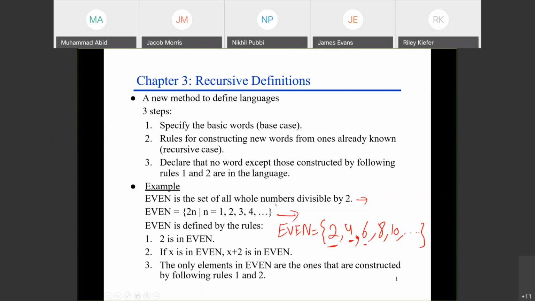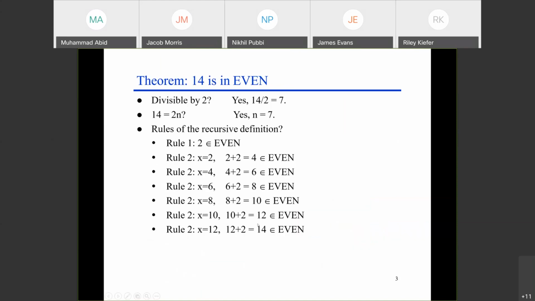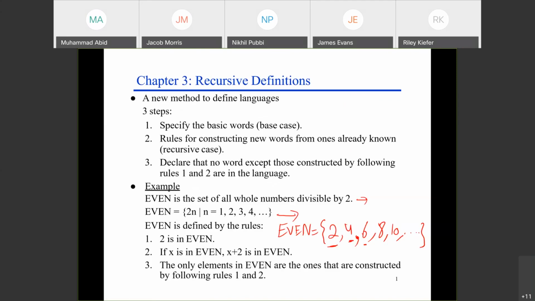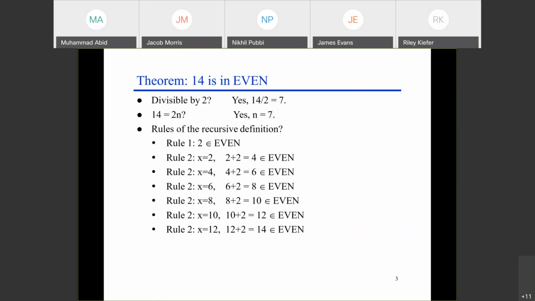So now I go to the next slide. The next slide says exactly what I did there. I wrote here: divisible by 2, 14 over 2 is equal to 7. So we just have this definition. So I try to generate. First I generate that by this method. So divisible by anything divisible by 2, you see 14 over.